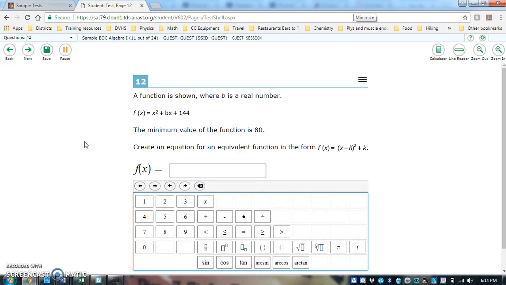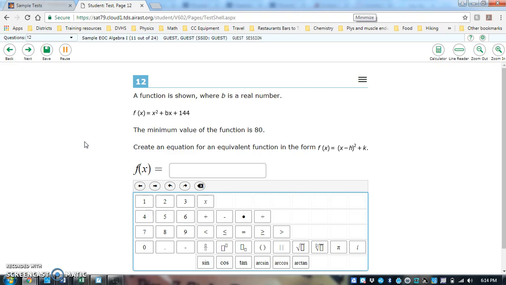All right, in this equation, we're asked to create an equivalent expression in the function of the form f of x is equal to x minus h quantity squared plus k. We're told two key pieces of information. In the first one, we're given the function x squared plus bx plus 144. We're told that our y-intercept from this is 0, 144. That's what happens from your standard form. Your c value is your y-intercept.